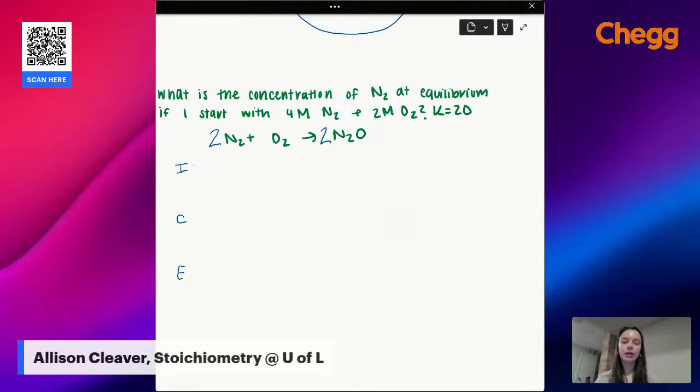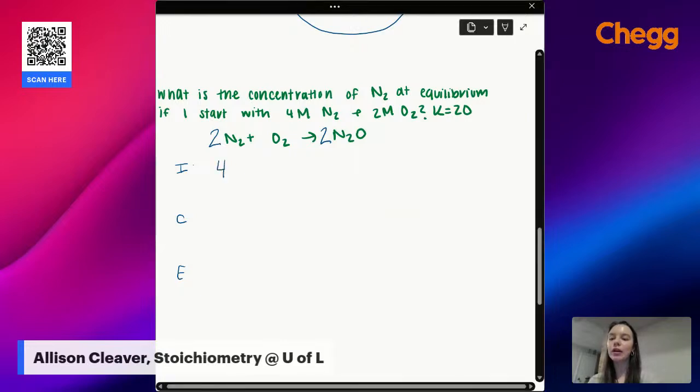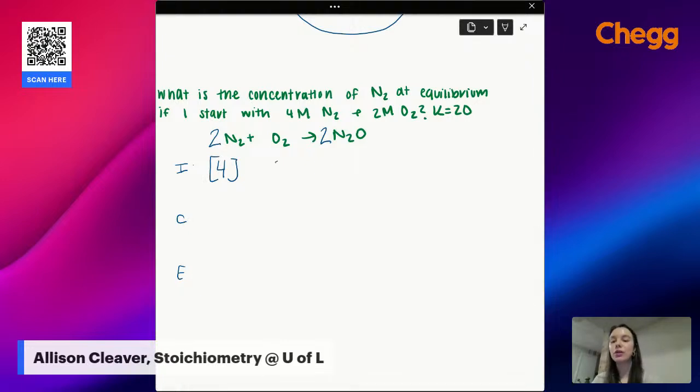And let's see what we start with. So this says we start with 4 molars of N2. So I'm going to put a 4, and I'm going to put it in brackets so we know it's molars. And it says we start with 2 of O2. And then we're not given any information on N2O. Most chemical reactions, we don't start with any product. So we can just assume that this number is 0. And I'm sure that some of your chemistry teachers will do the same. So always, if you're not given a concentration of product, assume that product concentration is 0. And you can logically think of that as we don't start with a product in a chemical reaction.